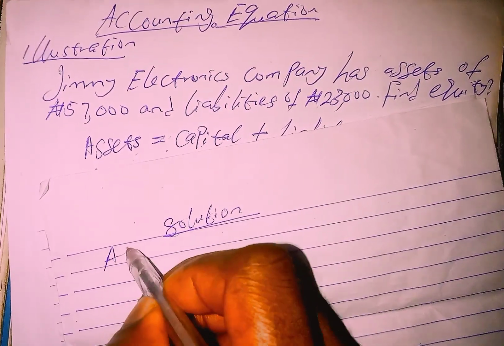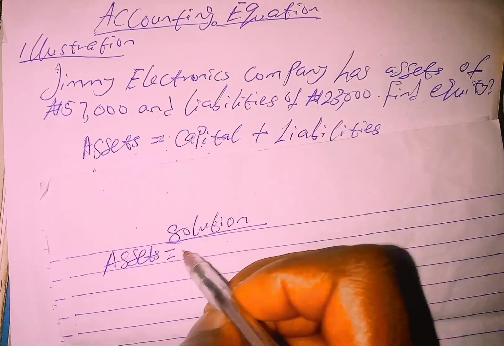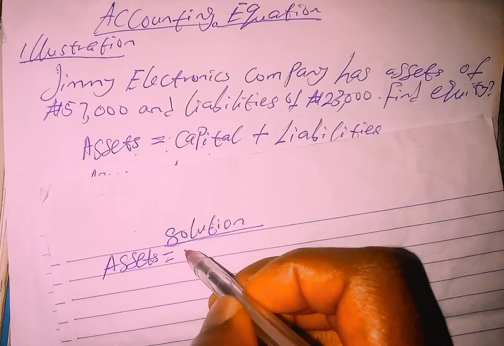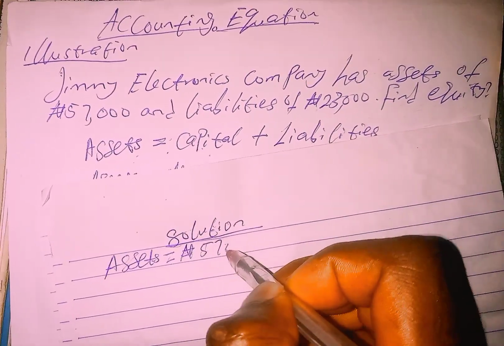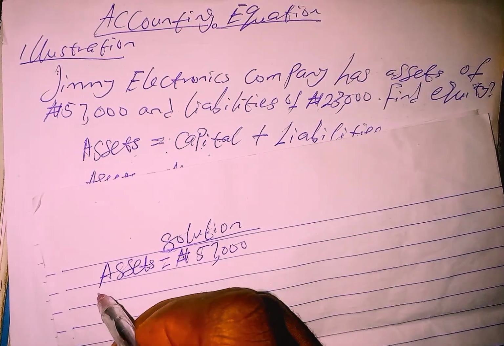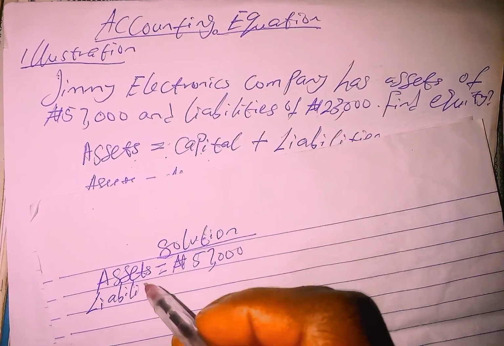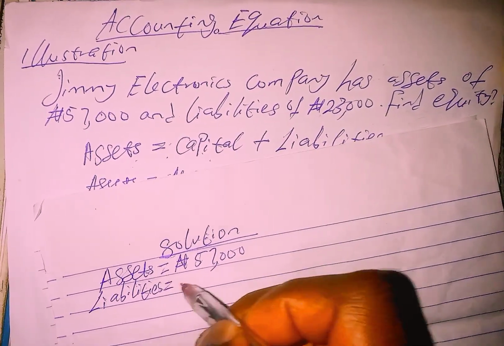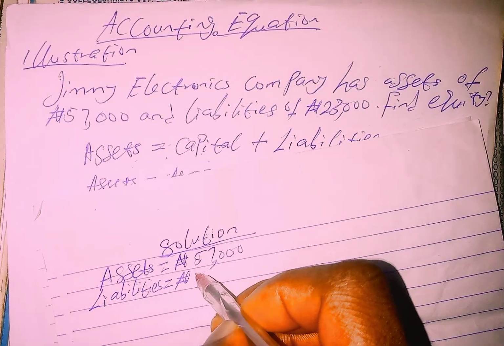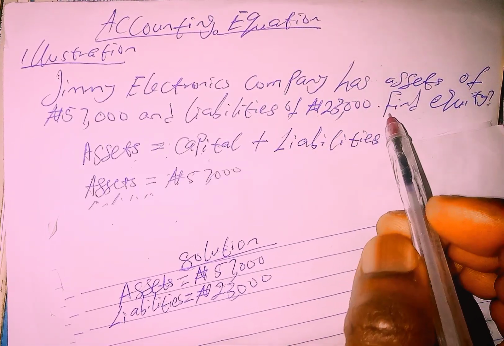We're going to analyze it first to get everything we need to solve the question. So we have the asset has been given. Jimmy Electronics Company has assets of 57,000 naira. So we have 57,000 naira as the asset of this business. And we have the next one to be liabilities. Liabilities of 23,000 naira. So what he owed to outsiders amounted to 23,000 naira.